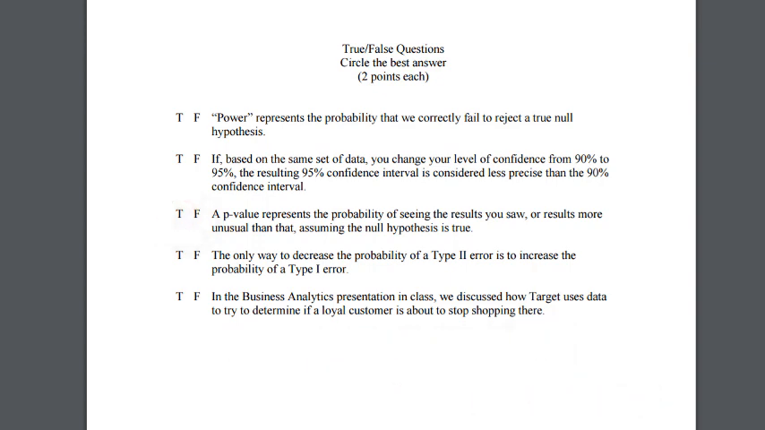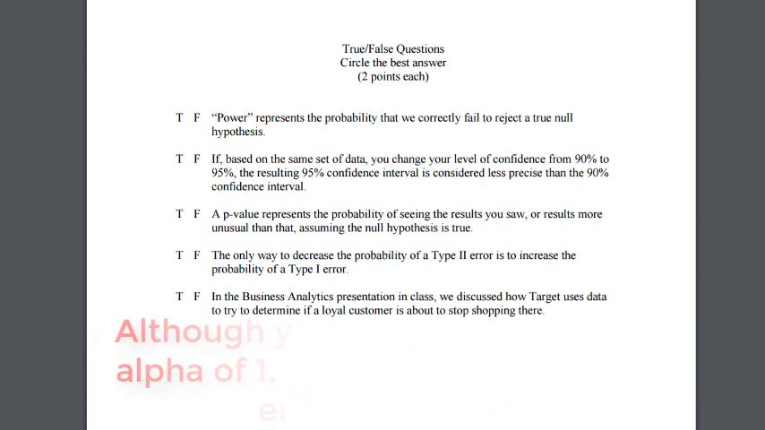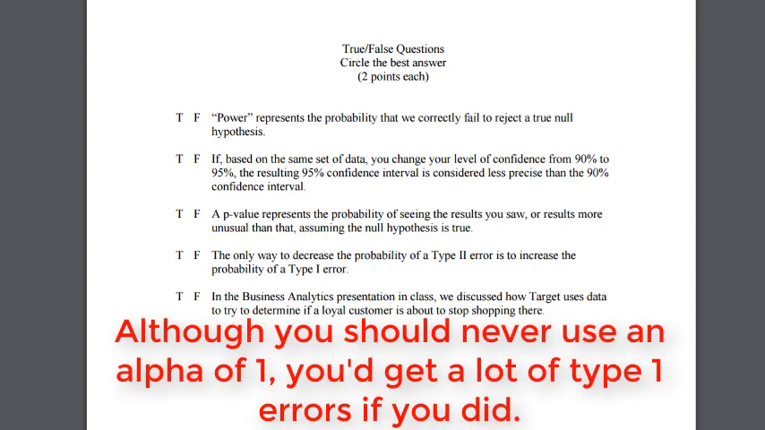The only way to decrease the probability of a type 2 error is to increase the probability of a type 1 error. That is one way. That would be increasing alpha. If we increase alpha, we lower the probability of a type 2 error, but we increase a type 1. Imagine using an alpha of 1. You would reject everything and make tons of type 1 errors. This is an alpha of 1, which you would never do.